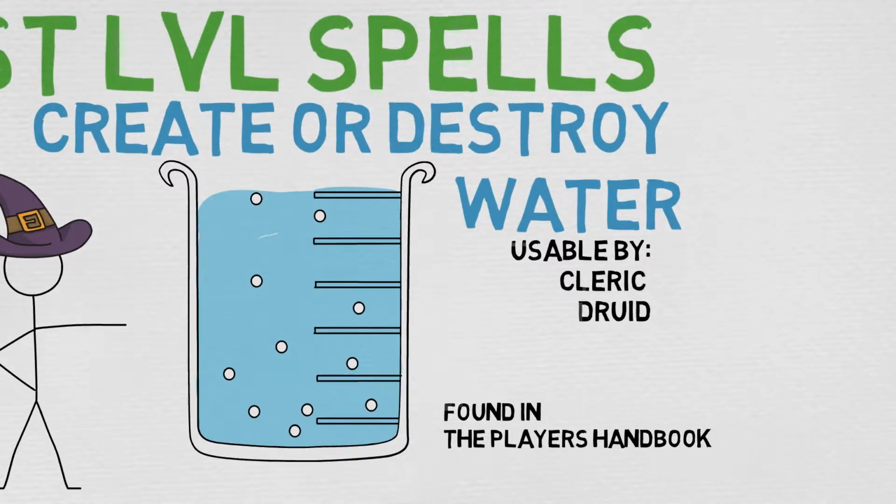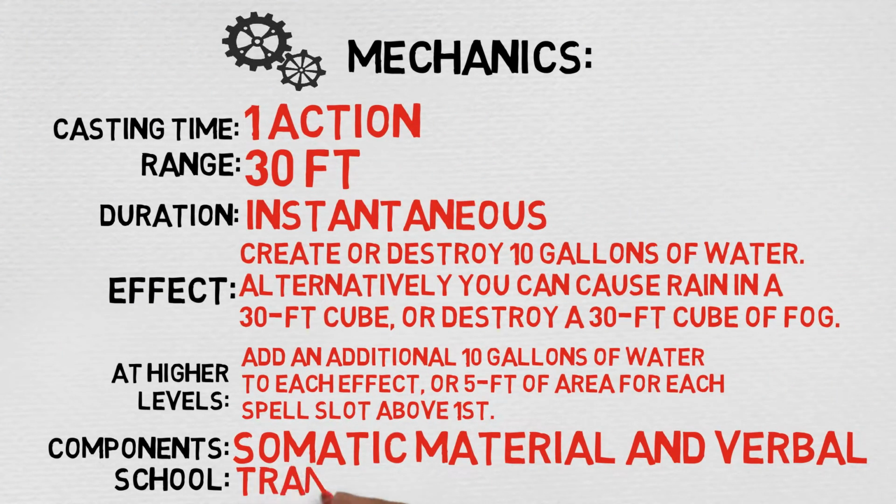Let's take a quick look at some mechanics here so we get the rough picture of what we're talking about. Your cast time is the standard one action. The range is a less than impressive 30 feet. The duration is instantaneous. The effect at a glance is as follows. Create or destroy 10 gallons of water. Alternatively, you can cause rain in a 30-foot cube or destroy a 30-foot cube of fog.